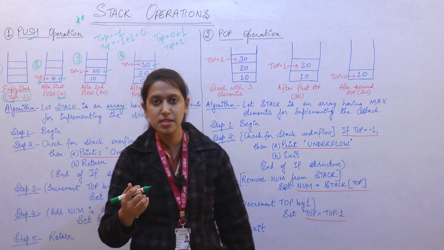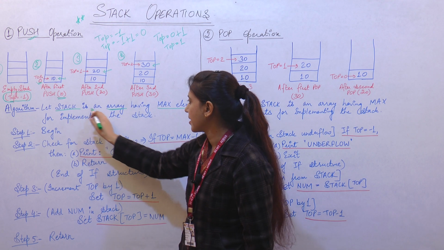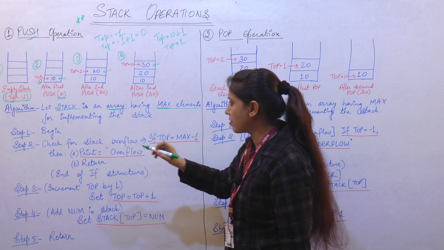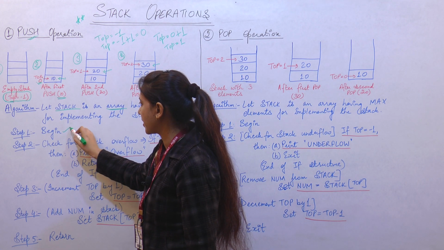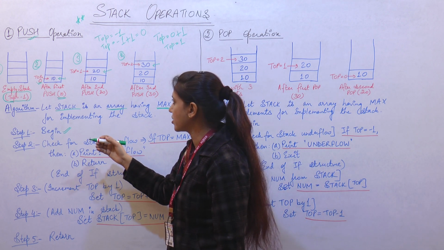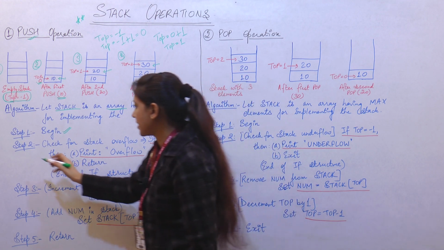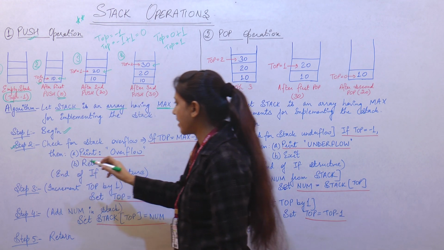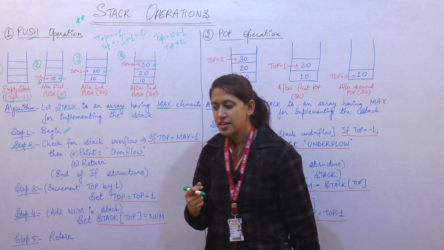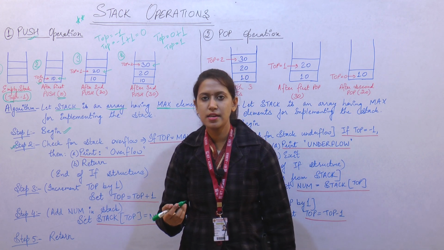Maximum number of elements means we can store n elements in our stack array. So that's why we are taking max elements here. Now the first step is, we will begin our algorithm, we will begin our insertion of data elements in the stack. Now the second step states that check for stack overflow. Now the condition arises if we want to insert some new elements in the stack.